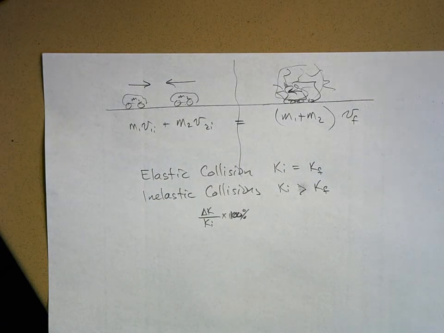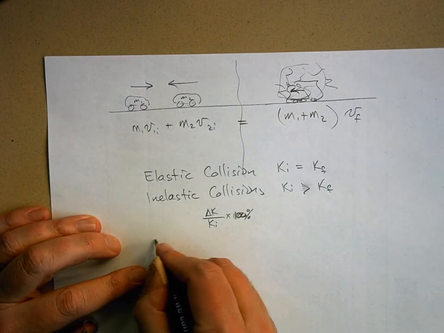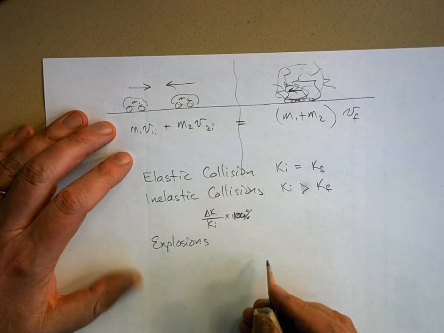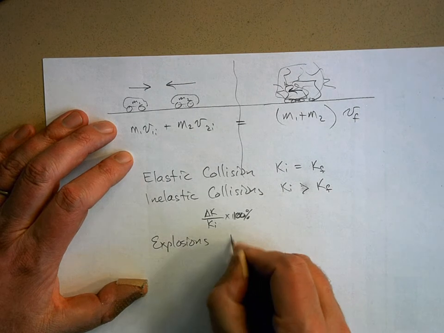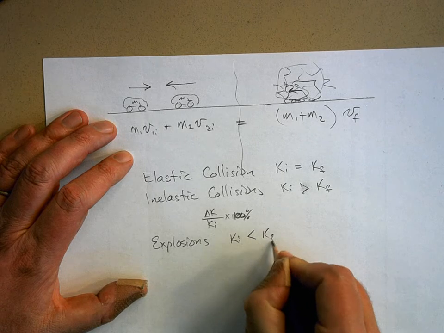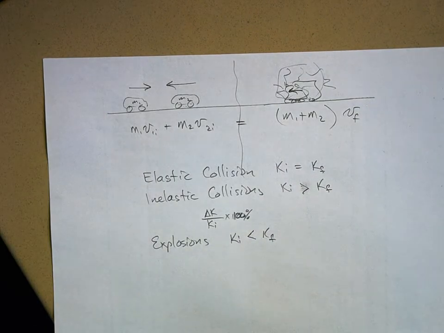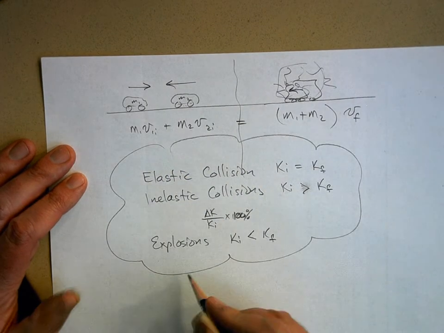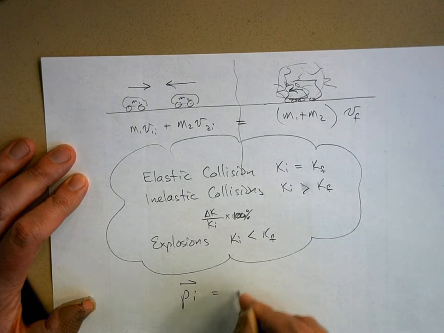Almost all collisions that happen in the macroscopic world are inelastic to some degree. Then you have explosions, and that's what we did with the cars in the lab. The explosions. That's when the initial kinetic energy is less than the final kinetic energy. So I might ask you to find out how much energy was stored in the spring or something like that by looking at the final kinetic energy. But in all three of these cases, P initial equals P final.